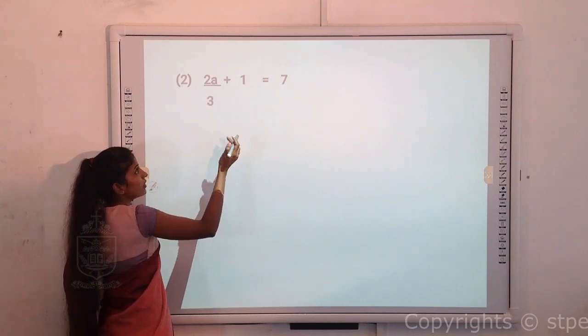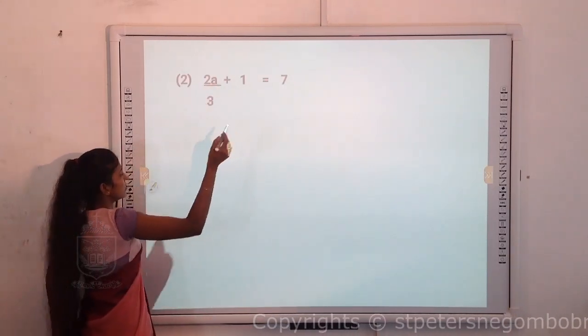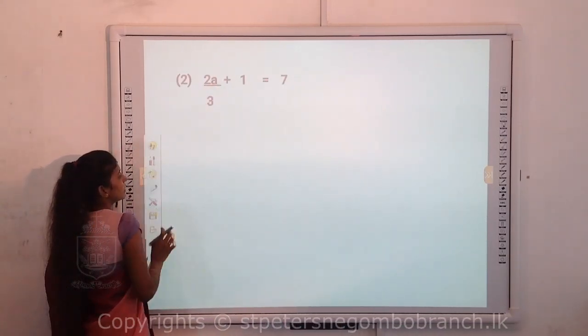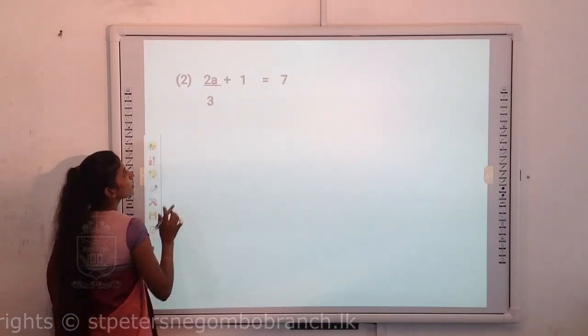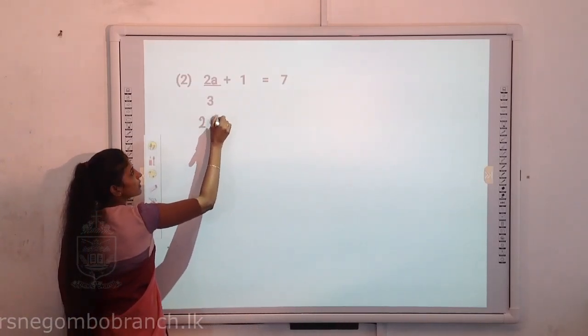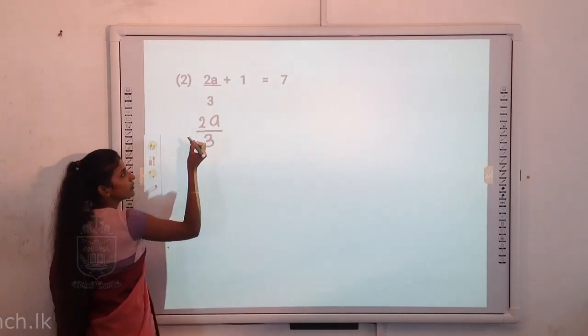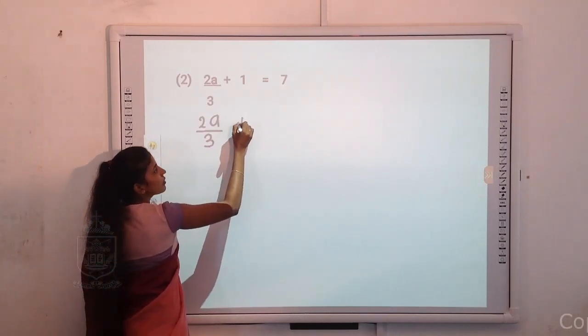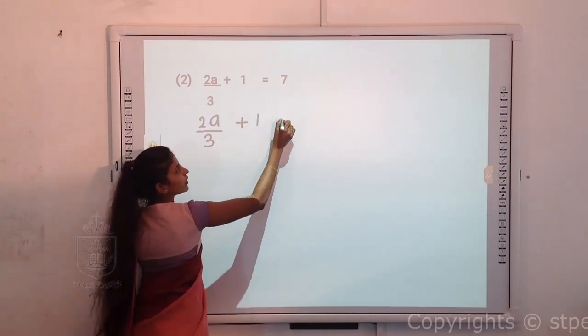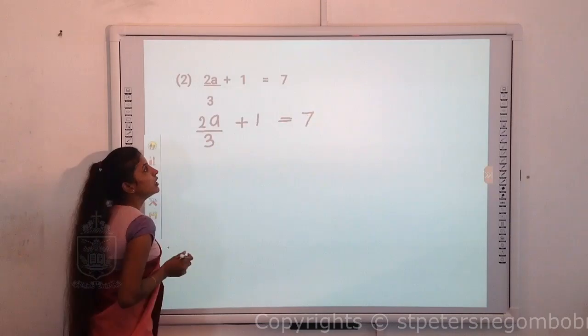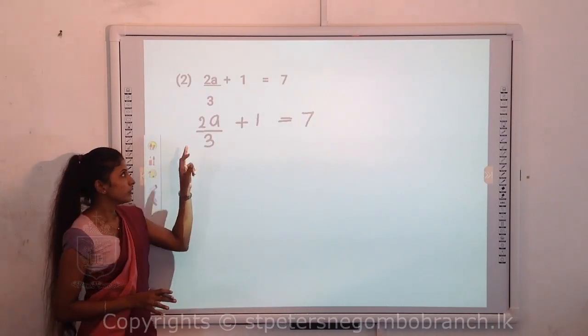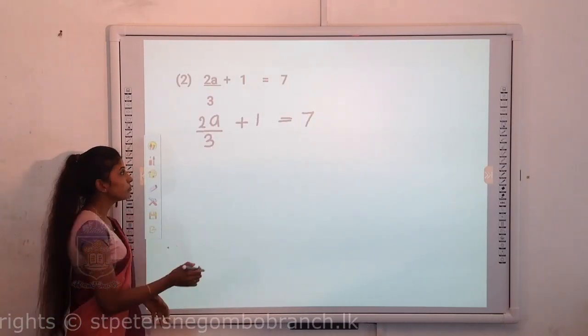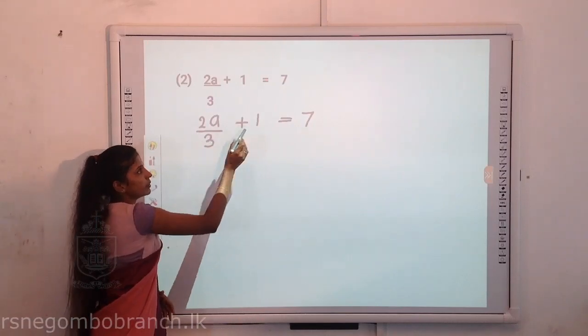Two terms are there. So that is the expression here. In simplifying this, the first term is 2a divided by 3. The second term is plus 1, equals 7. Now you all can see, we have to find a, and we need to remove 2, 3 and plus 1.